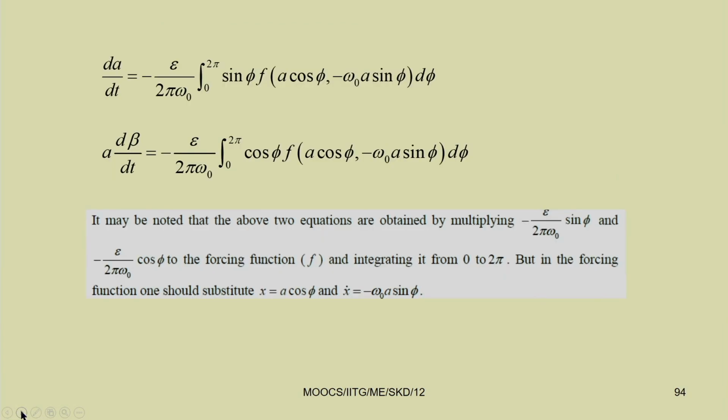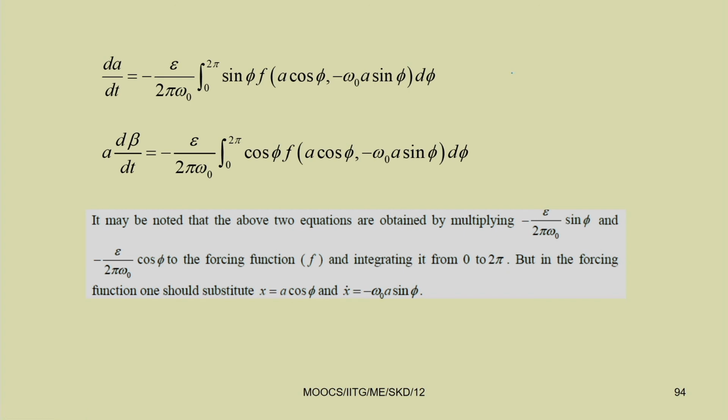So, dA by dt is written equal to minus epsilon by 2 pi omega 0, integral 0 to 2 pi of sin phi f(a cos phi, minus omega 0 a sin phi) d phi, and this a d beta by dt equal to minus epsilon by 2 pi omega 0, integral 0 to 2 pi of cos phi f(a cos phi, minus omega 0 a sin phi) d phi.